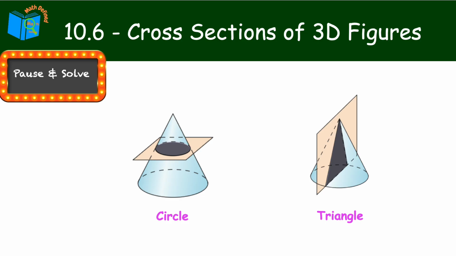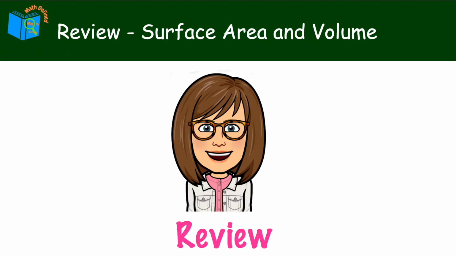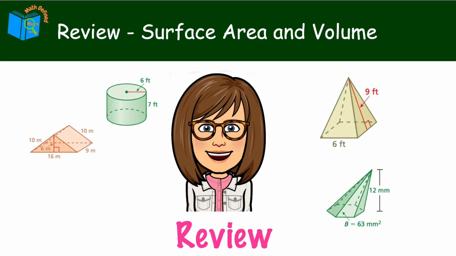The shape of any cross-section depends entirely on how the 3D figure is sliced. But there is a pattern. A parallel slice results in a cross-section in the shape of the solid's base. Pretty cool. Well, that wraps up our review. You reviewed surface area and volume of prisms, cylinders, and pyramids, along with identifying cross-sections of 3D figures.